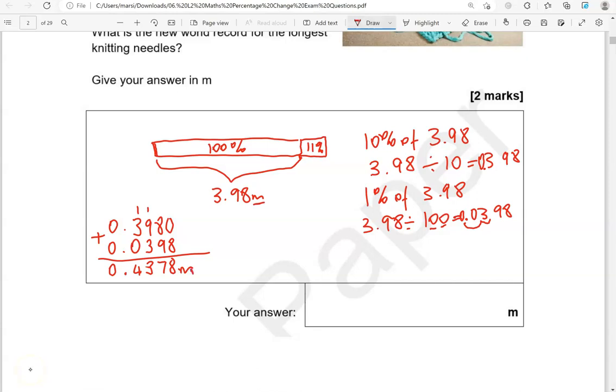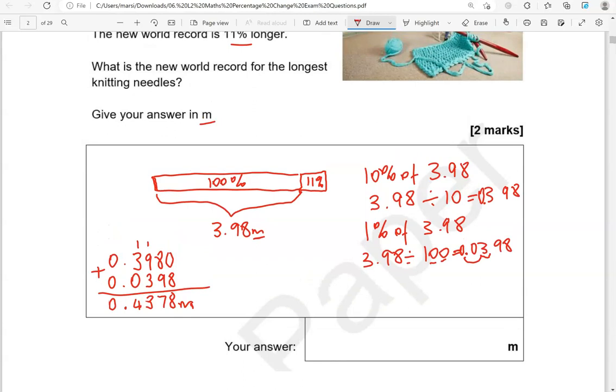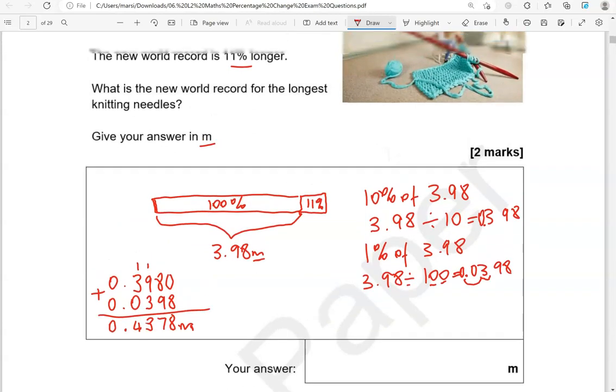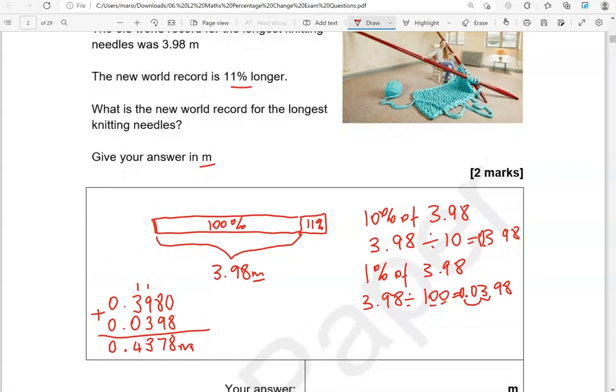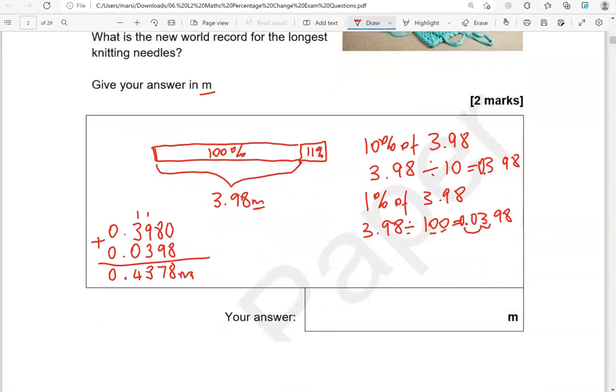And the question specified that the answer should be in meters. So that's the increase. That is the 11%. So we're going to need to add it on top, because the question is, what is the new world record? So that is 11% on top of the 3.98. So 3.98 add 0.4378.